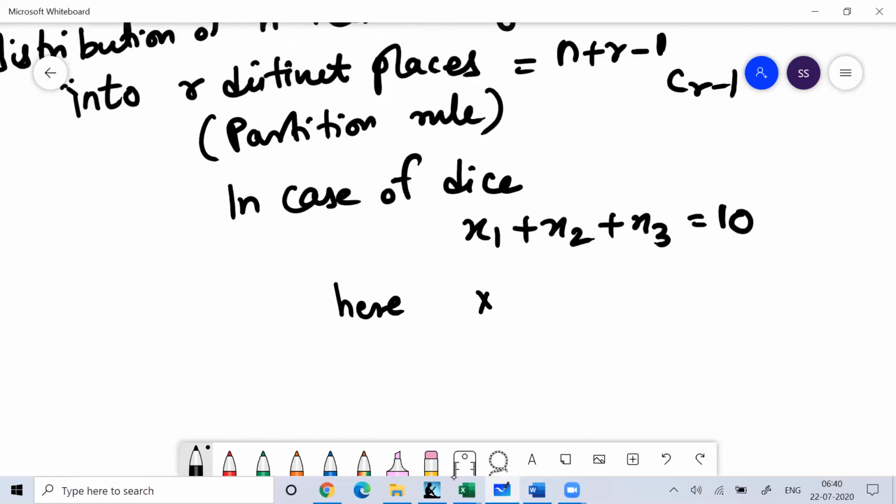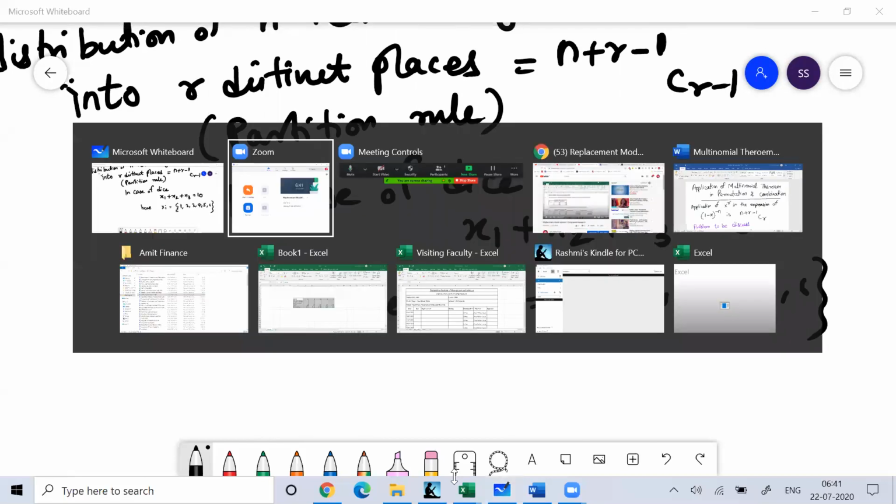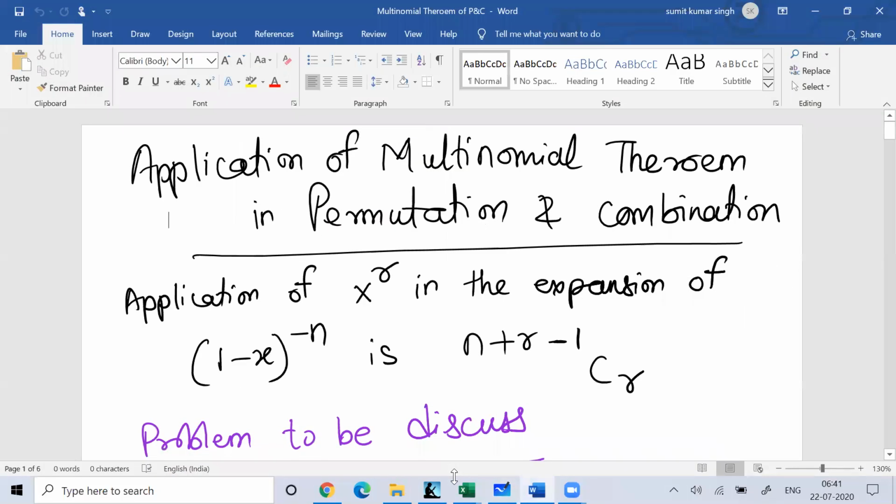Here we need to understand the value of xi, what I'm taking. This value should be between 1 to 6. This value cannot be more than 6. So here you cannot solve the problem by using the partition rule. Then you need the multinomial theorem to solve the problem. This is the discussion about the multinomial theorem, which you can use in permutation and combination.